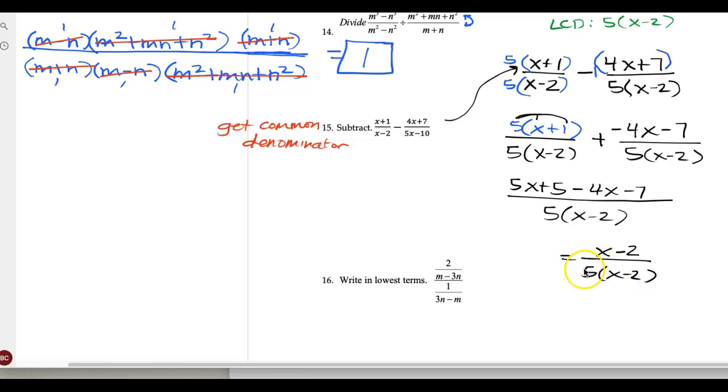Am I done? Nope. Can you see that I have that x minus 2 can divide out with that x minus 2? And so what's left on the top? There's just a 1 left on the top, and a 5 left on the bottom. So my answer is 1/5. So make sure, the very last step when you're adding and subtracting is to see, will there be anything else that can divide out there?